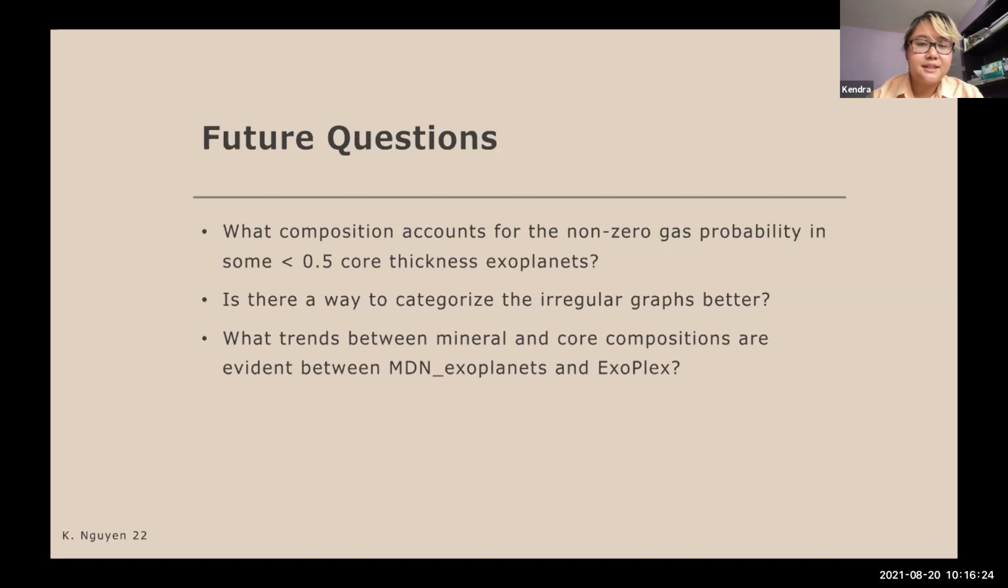Since previously it seems like the regular graphs are spread out, I was wondering, if I look at the graphs again, can we separate them into greater than or less than 0.5 categories? My third question that I would like to wrap up this project with is: what trends between mineral and core compositions are evident between MDN exoplanets and Exoplex? This can be done once I finish debugging the code with the author of the code. Thank you for listening to my presentation.